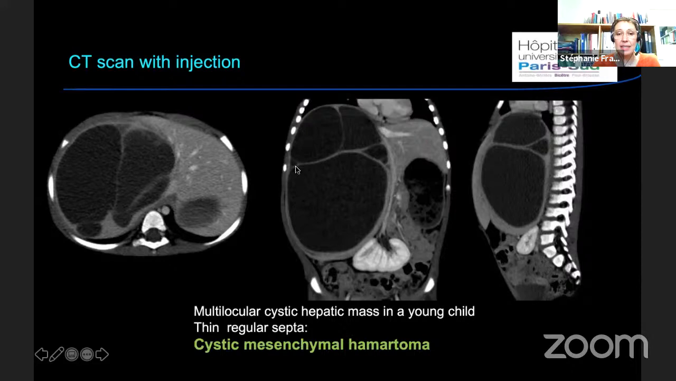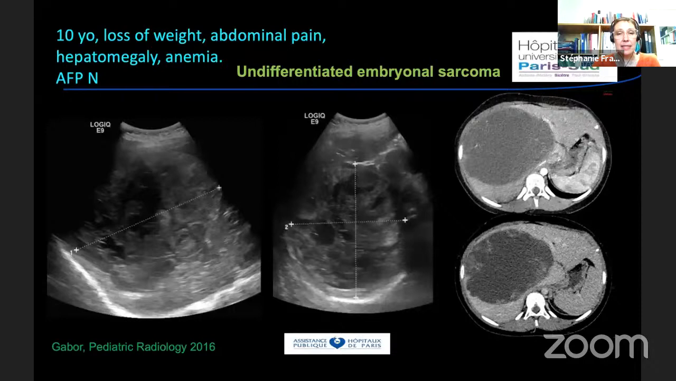At the opposite, in this older child, 10 years old, she has lost weight, she has abdominal pain, normal alpha-fetoprotein, and she has this very large hepatic mass that is very, very necrotic. And this is very suggestive of the diagnosis of undifferentiated embryonal sarcoma.